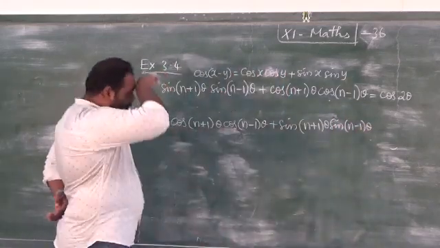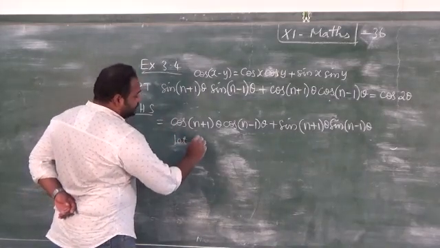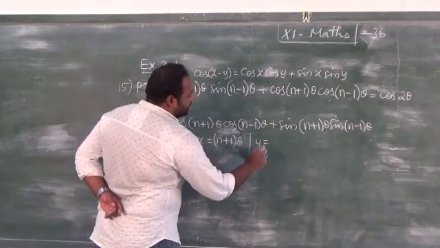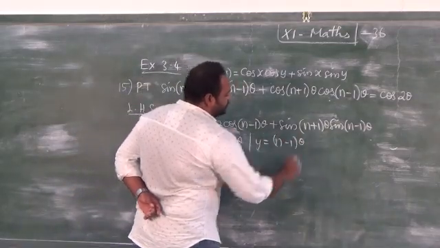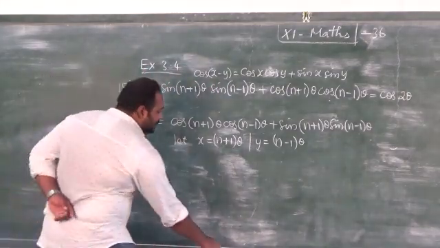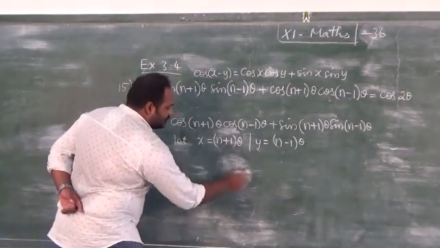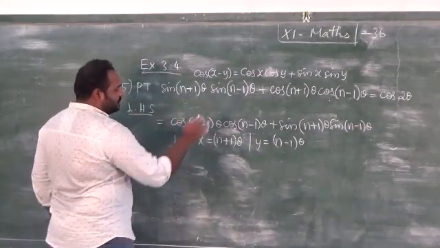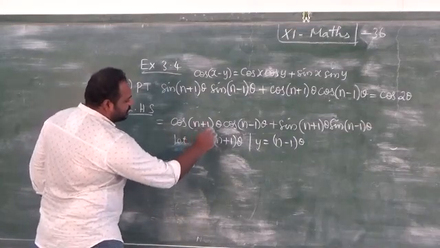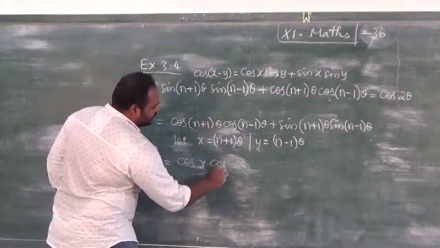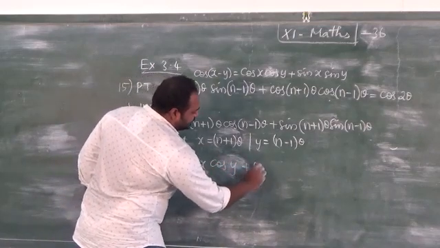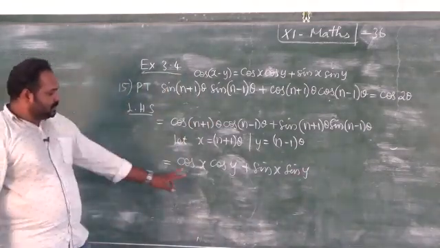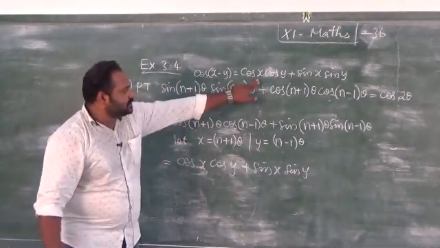See here, let me take x as n plus 1 into theta, and y as n minus 1 into theta. Now I am going to apply the x value and y value in this form: cos of n plus 1 theta as cos x, cos of n minus 1 theta as cos y, plus sin x sin y. Look at that, we got the formula, no? Cos x cos y plus sin x sin y.